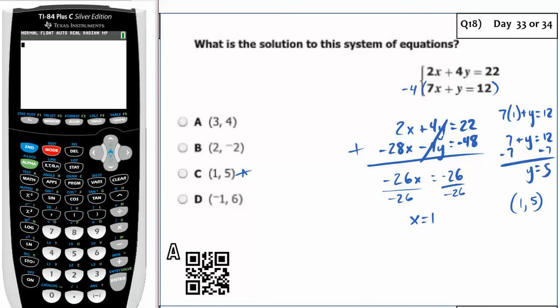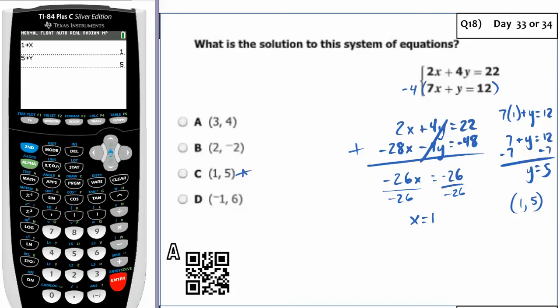And what I'm going to do here is I'm going to hit the store button, and I'm going to make sure that this works for both equations, because even though that's the only one I see there, I'm going to verify that it is the right answer. So 1 store x, enter. And I'm going to do 5 store y, and the y button is when you hit alpha 1. So now I've stored my x and I've stored my y.